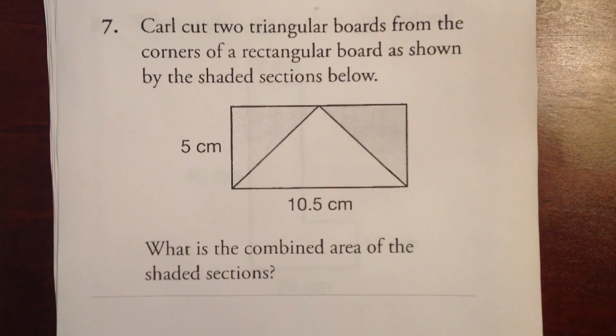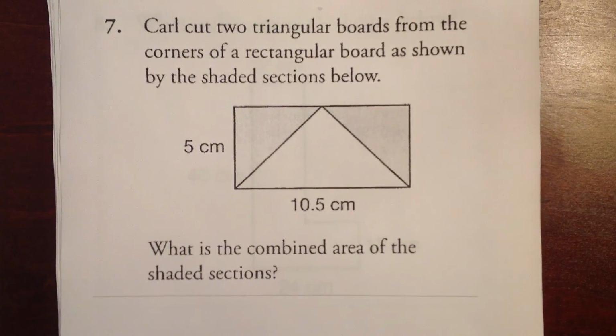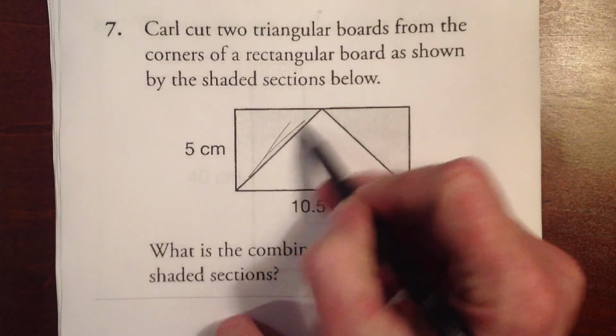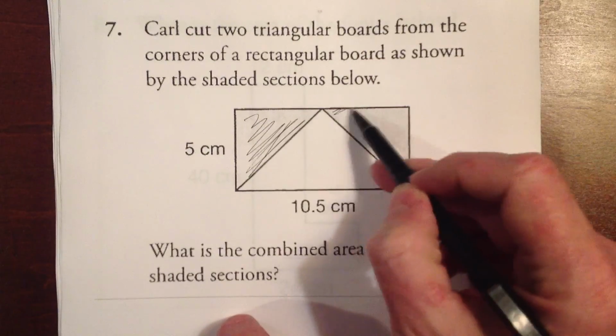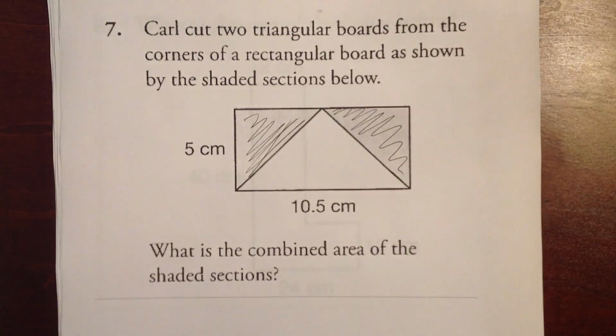Carl cut 2 triangular boards from the corners of a rectangular board as shown by the shaded area. And if you can't tell, this is the shaded area. What is the combined area of the sections? What is the combined area of the sections?